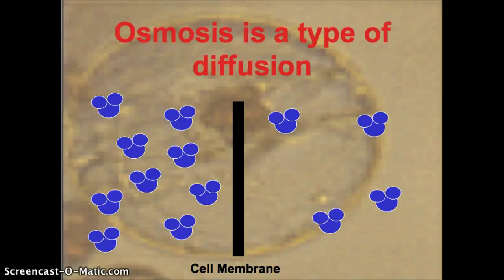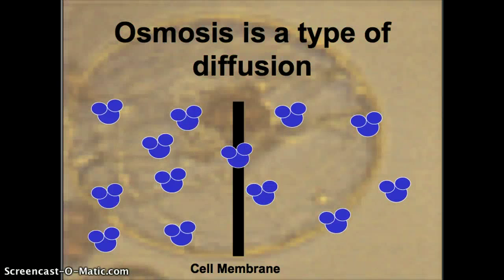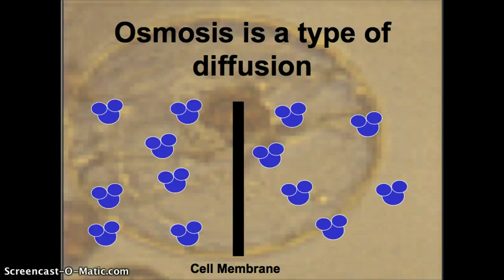Now watch the Mickey Mouse heads. Here's your cell membrane. Watch what happens with the water. You see how they're trying to move to be equal? It's not perfect, but it's attempting to move that way to make it equal.